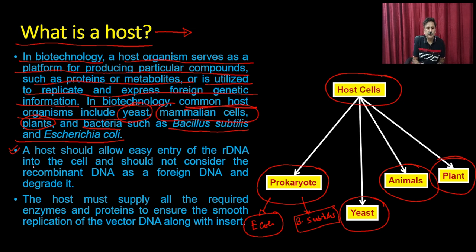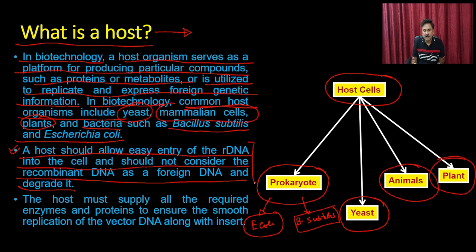What is the requirement of a host? A host should allow the easy entry of the recombinant DNA into the cell and should not consider the recombinant DNA as foreign DNA and degrade it. This is very, very important, right. So, the host cell should recognize the transforming agent, whether it is a plasmid or yeast vectors, animal vectors or plant vectors, in which you are going to have a recombinant DNA. This recombinant DNA could be recognized as self or it could be recognized as non-self, right.